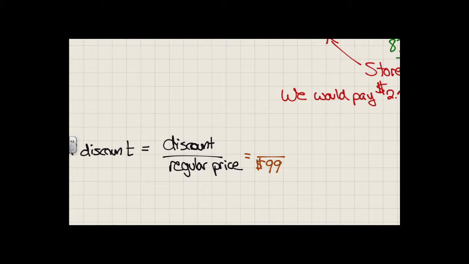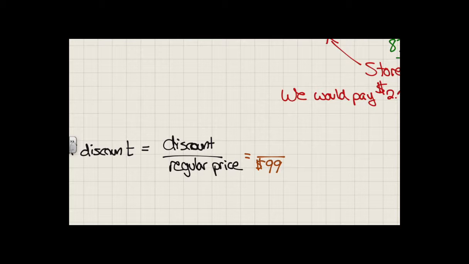$99 for a new pair of kicks. Okay? So now what we have to decide is, now they're going to be discounted. They're going to be discounted by, let's say, 20 bucks. So if you look in your book at some of these examples, they want you to be able to use this equation to your benefit.